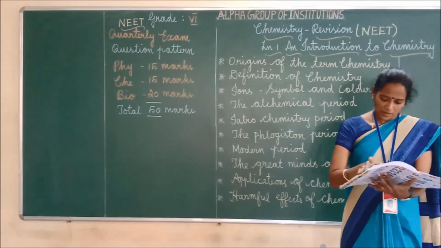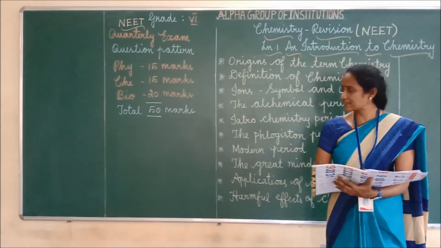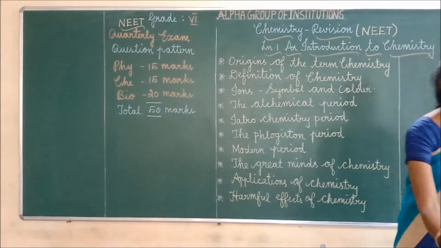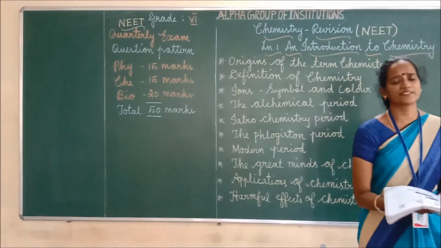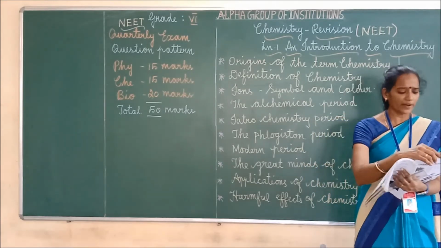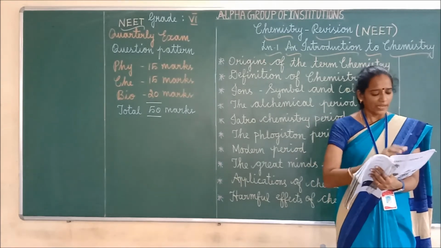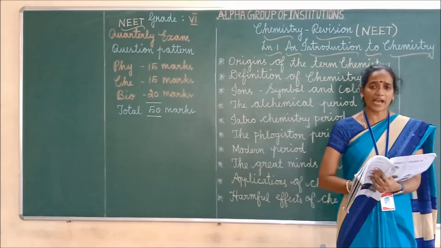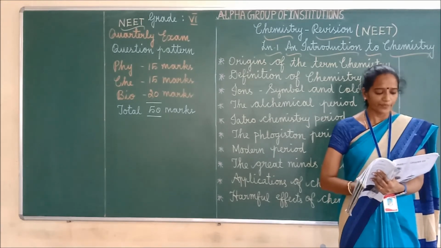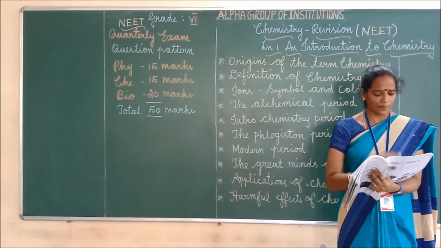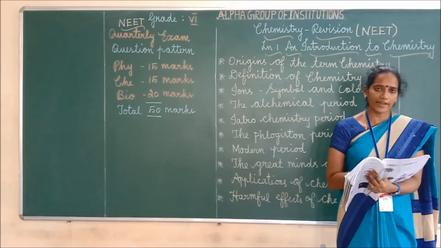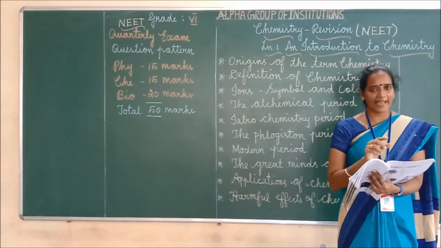Right. Next, turn to page number 7. Next, we can move to the great minds of chemistry. It's about scientists, about their inventions and discoveries. First one, Henry Cavendish. Henry Cavendish produced hydrogen and carbon dioxide in the laboratory. So Henry Cavendish, who produced hydrogen and carbon dioxide in the laboratory, means what will you write? You have to write Henry Cavendish.